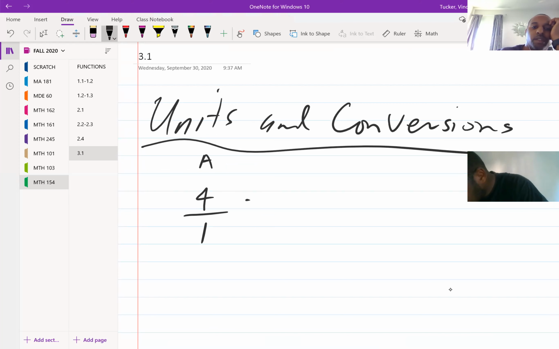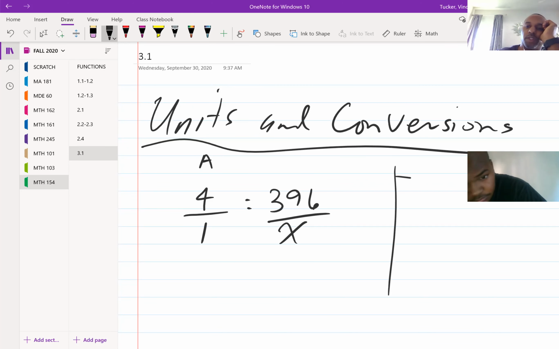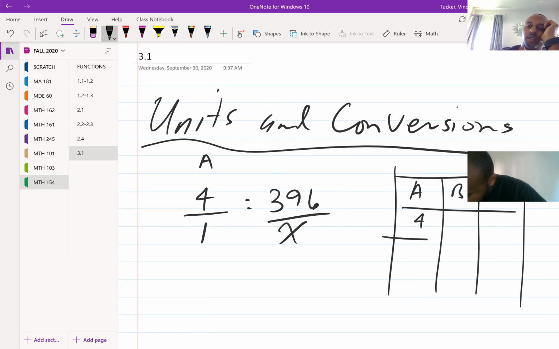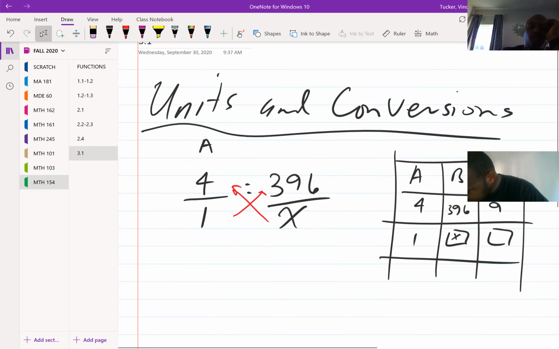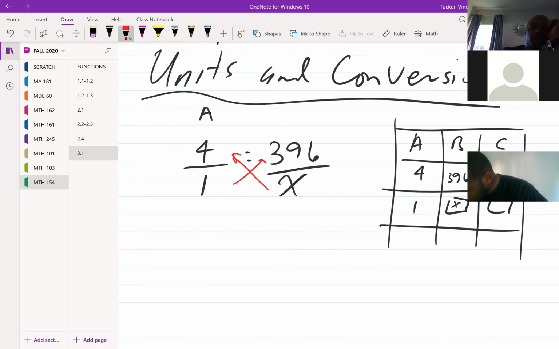So this is from A, and then it was 396, and then we'll have X. So remember, if we look at the box, got A, B, C, and I think it was 9. So that's that first row. In order to figure out what this is, we will just put an X there, set up our proportion, and solve. And I believe it was either last class or the class before that we talked about setting up proportions. We use cross multiplication.